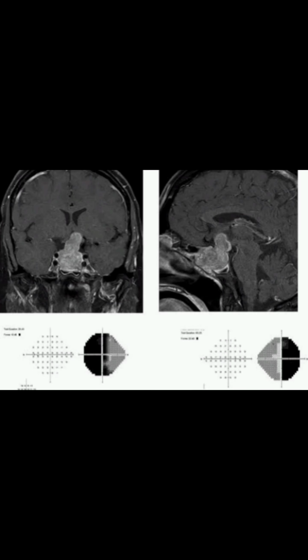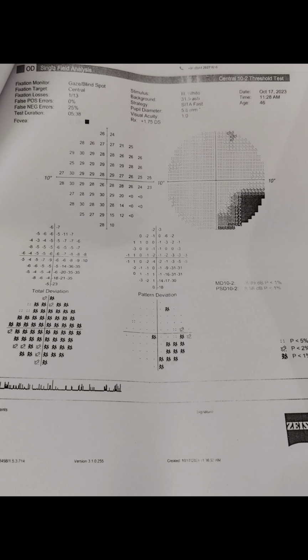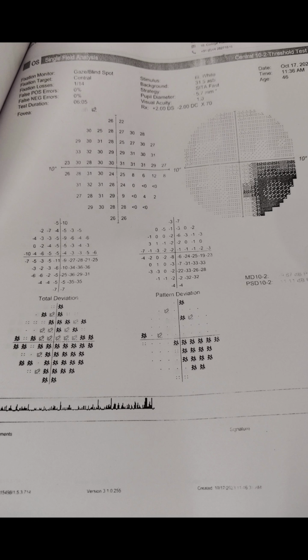Here is a pituitary adenoma causing compression of the chiasm, which causes bitemporal hemianopia. Here, pie in the floor is due to a stroke in the occipital cortex, that is, the superior occipital cortex.